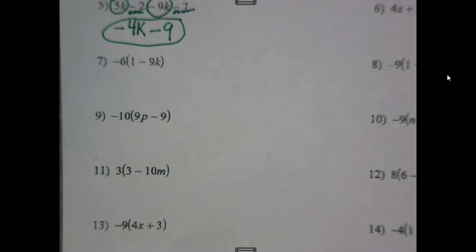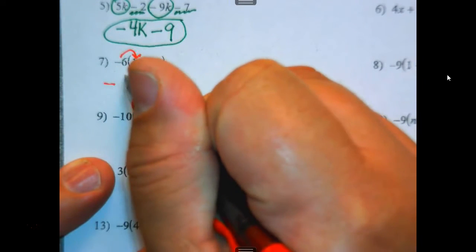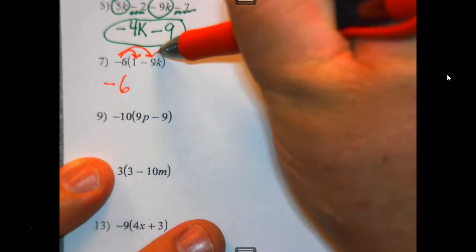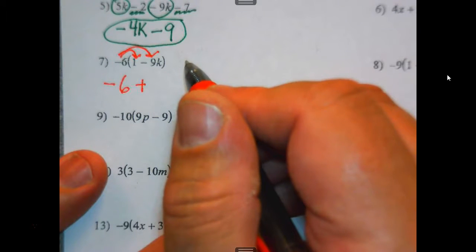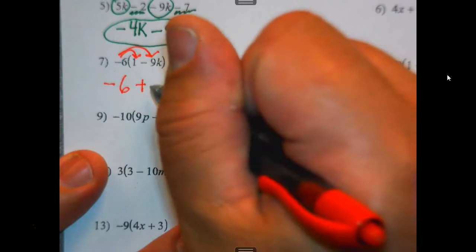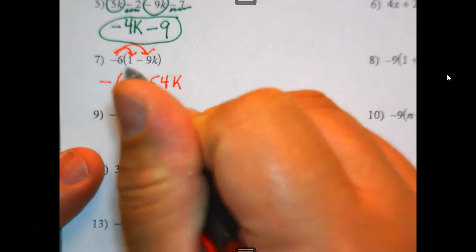Okay, number 7. I have a number out in front of parentheses. What do I have to do? Distribute. Negative 6 times positive 1, negative 6. Negative 6 times negative 9k. Well, negative times a negative is going to be a positive. 6 times 9? Close. 54. I know it's 54.